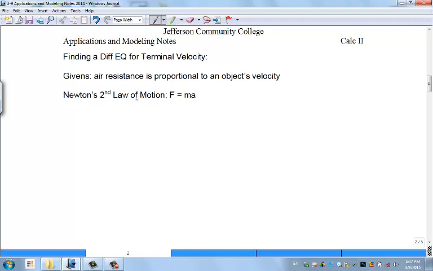So Newton's second law of motion is F equals ma, and this is your given. Air resistance is proportional to an object's velocity. So the overall force, including air resistance, is the mass times the acceleration due to gravity minus something proportional to the object's velocity. Proportional to is always k times something, right? In this case, it's proportional to the velocity, so it's k times v. All right. So F is equal to mg minus kv.